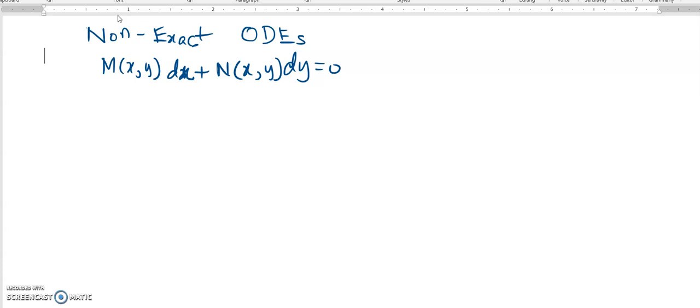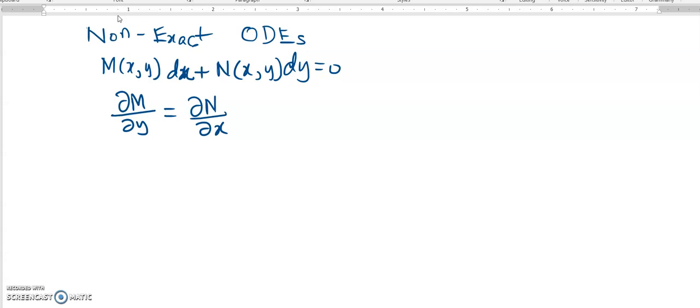If this equation is exact, then partial M over partial y is equal to partial N over partial x. But if not, then of course it is non-exact. For the exact case, we know there is a procedure to find the solution. But if it is non-exact, then we cannot use that procedure. So what can we do in that case?